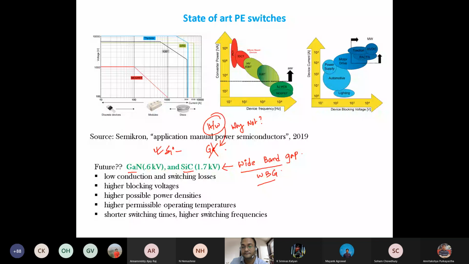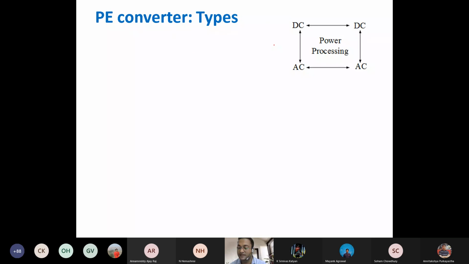Fine. I think I'll just take 2-3 minutes more, and then we'll have a short quiz, and then we'll take a break for 5 minutes, and we'll come back. Okay. So bear with me for the next 4-5 minutes. We will take up some examples of these different power electronic converters, and maybe we'll take a short break after that. Okay. So hold your patience.